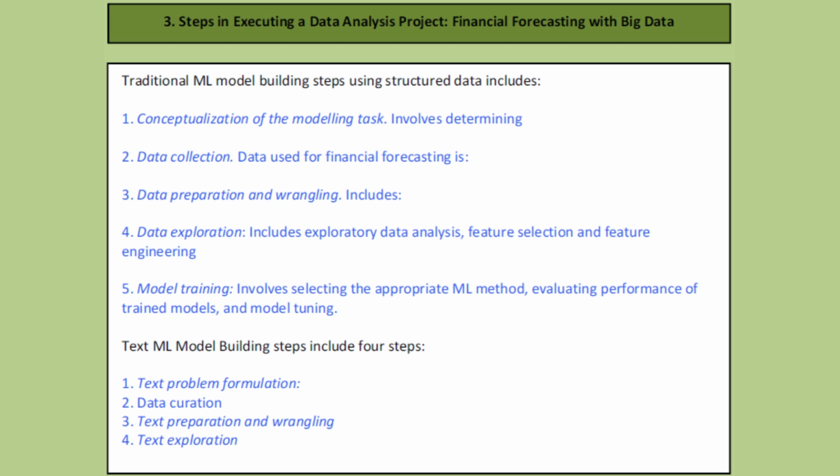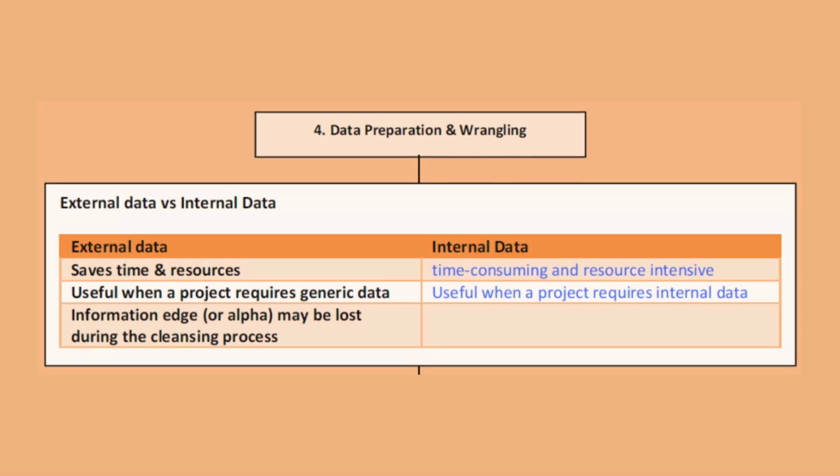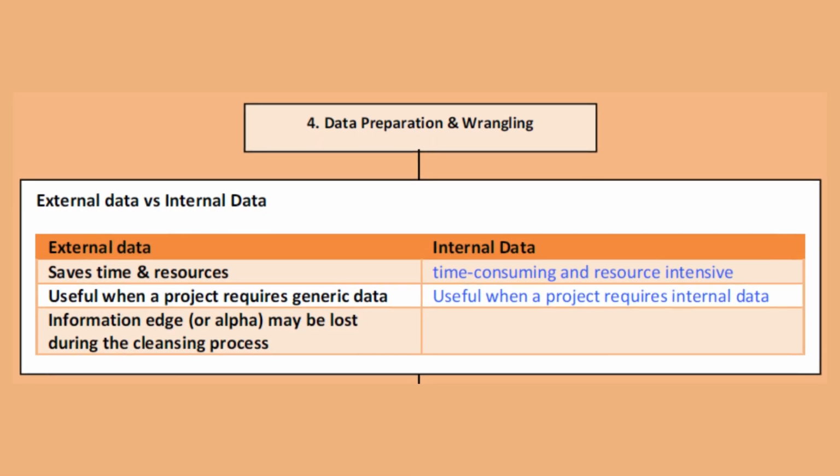Text ML model building steps include 4 steps. 1. Text problem formulation. 2. Data curation. 3. Text preparation and wrangling. 4. Text exploration. Data preparation and wrangling.